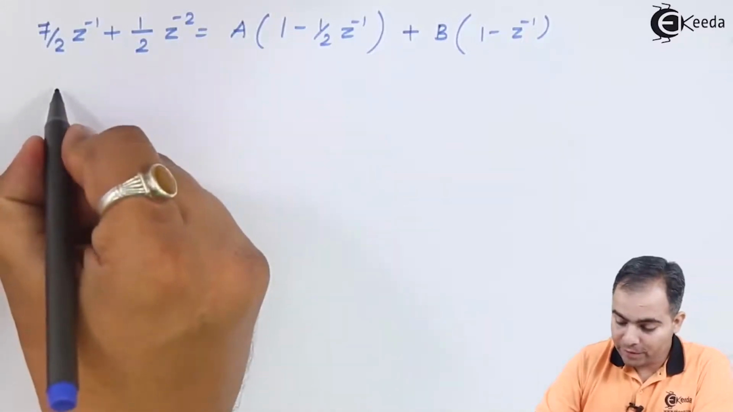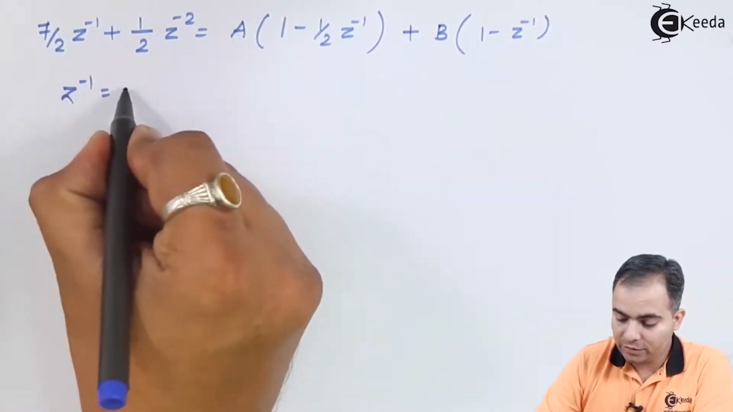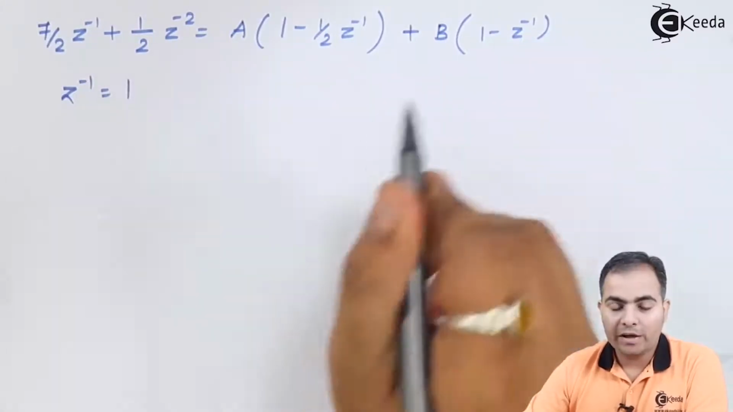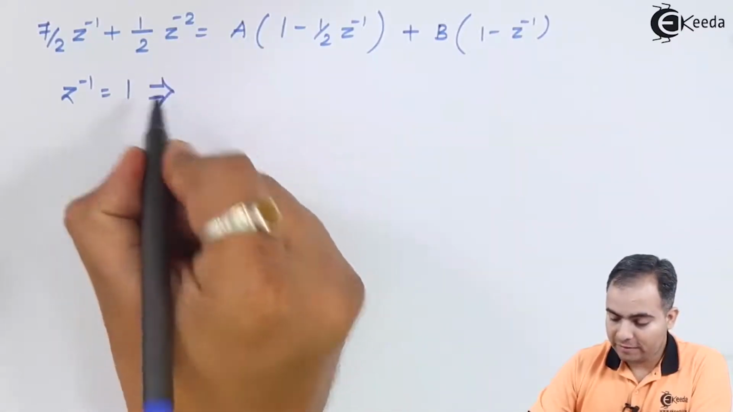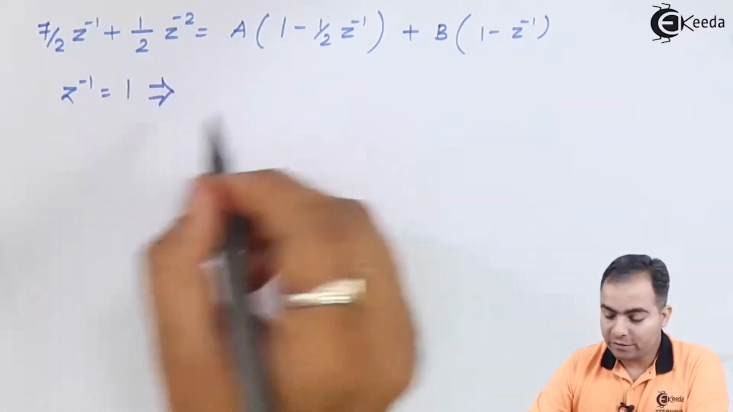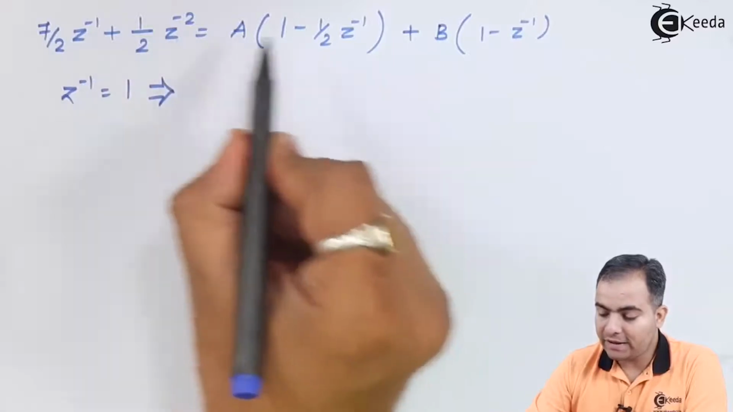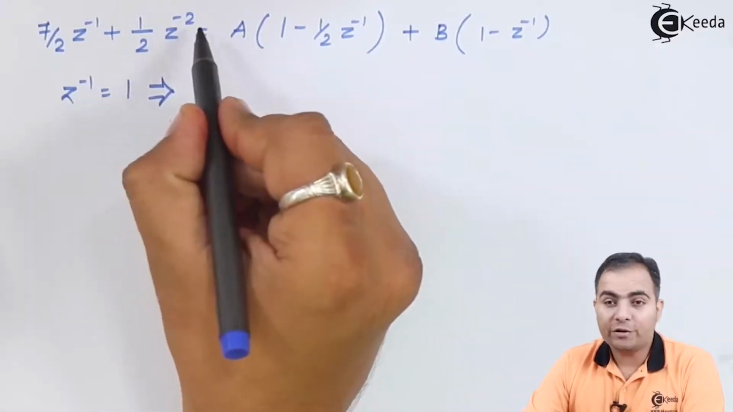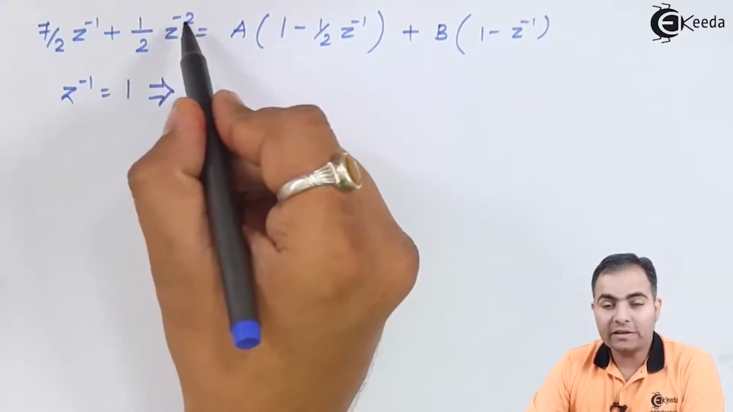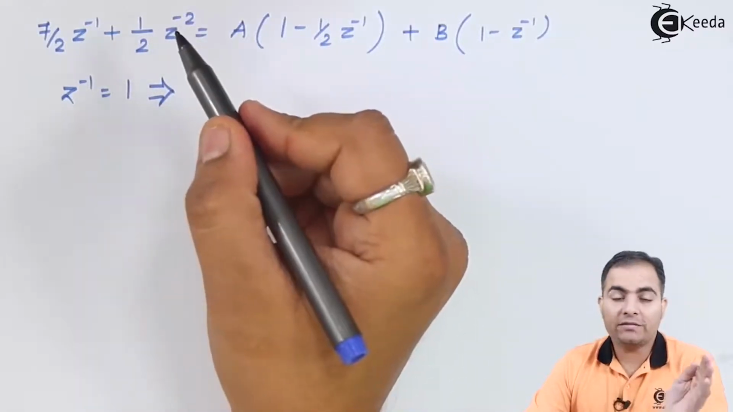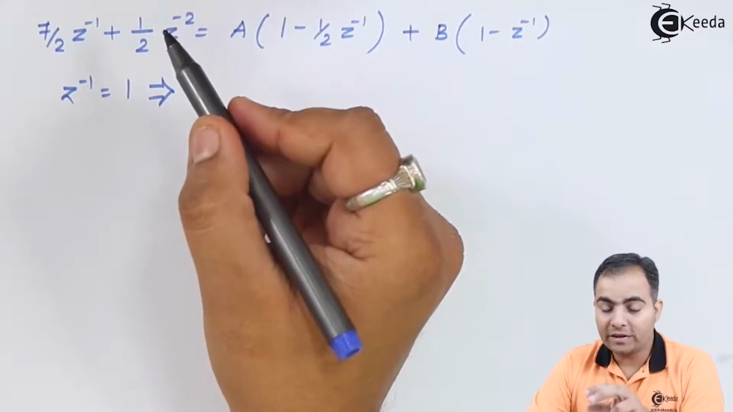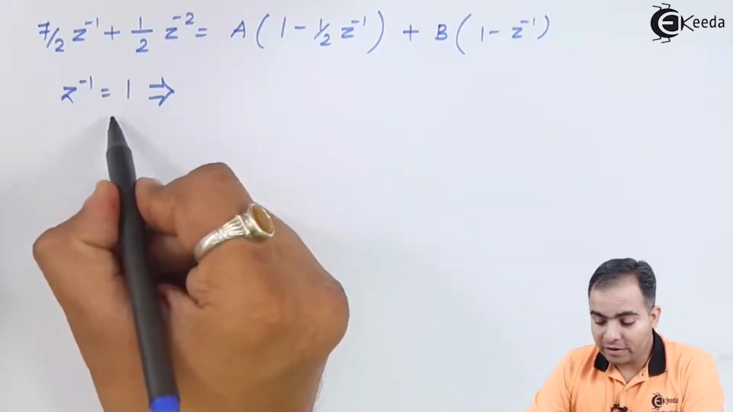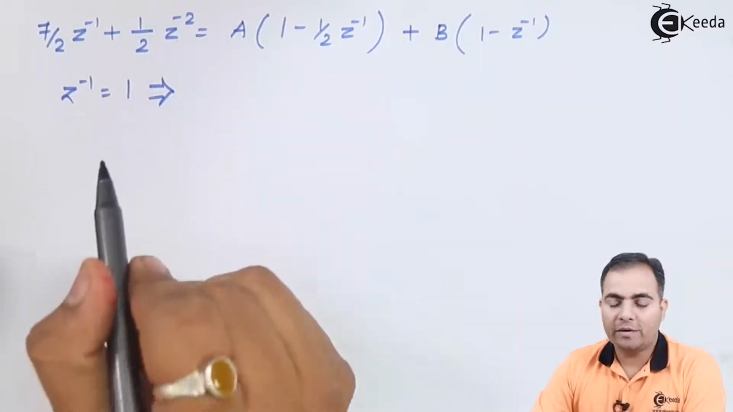I'm going to substitute Z inverse equals to 1 in the above equation. So what you will get? If I put Z inverse equals to 1, then all this Z inverse will be replaced by 1. Now here we have Z to the power minus 2. So we can write this Z to the power minus 2 as Z to the power minus 1 into Z to the power minus 1, which means we are going to find out a square of this element.